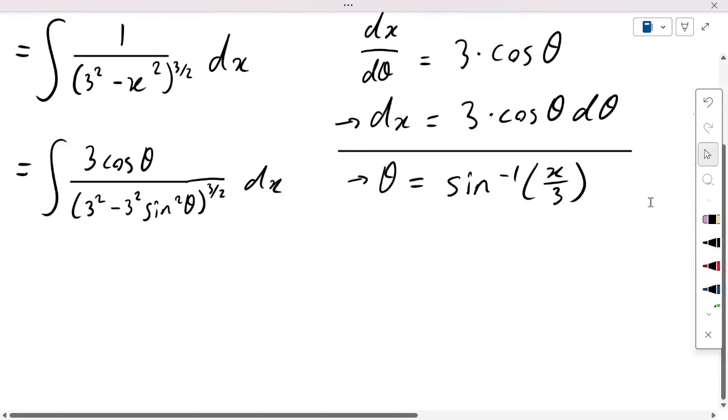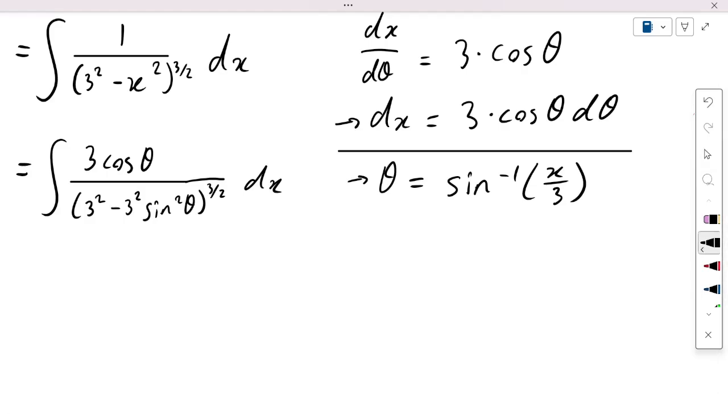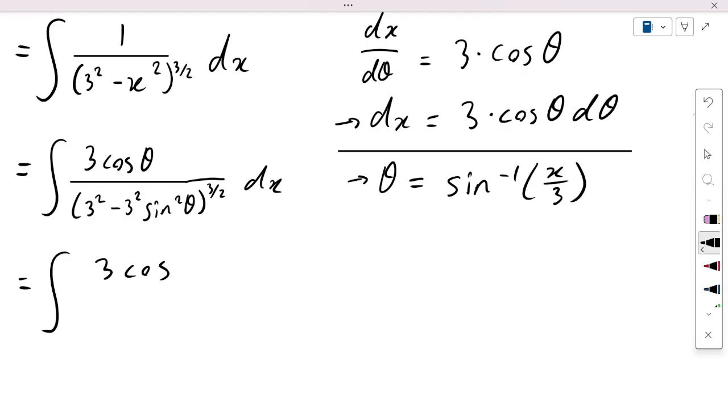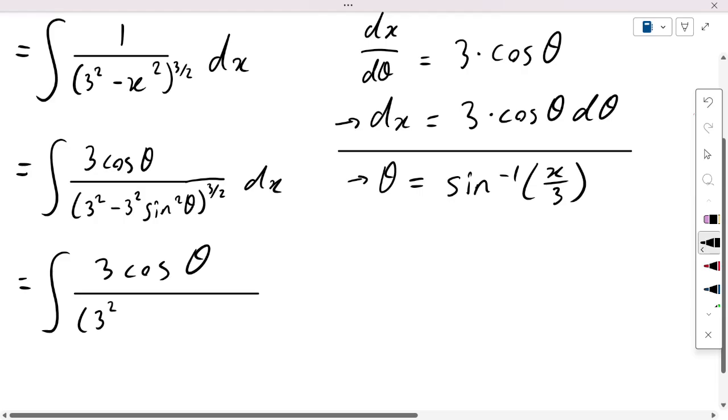There we go. Now it's pretty much obvious what we have to do. We must take out 3 squared as a common factor, and then we'll have 3 cosine of theta divided by 3 squared into, I could write a square bracket instead, 1 minus sine squared theta, like that. Okay, and then it's like this, to the power of 3 over 2.